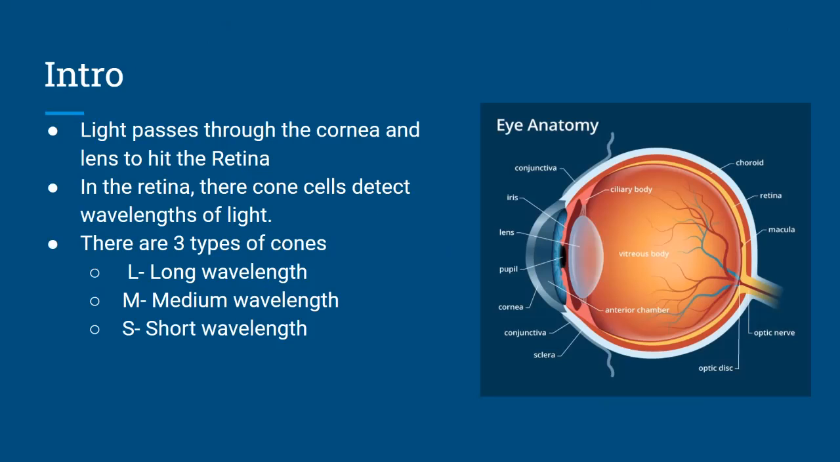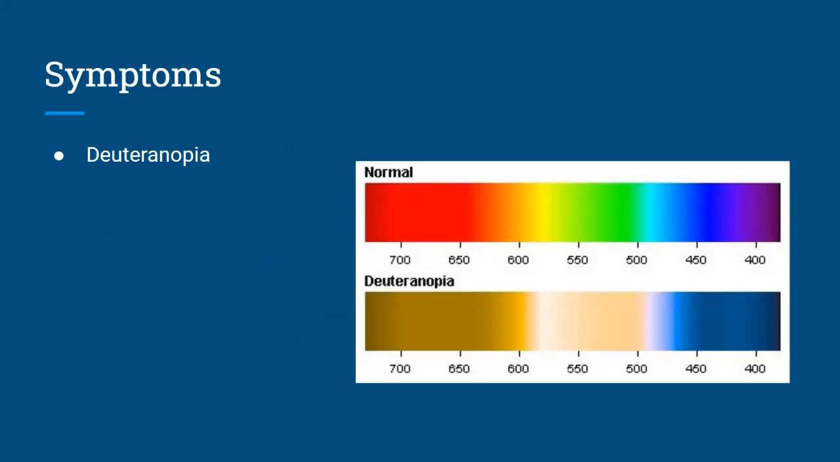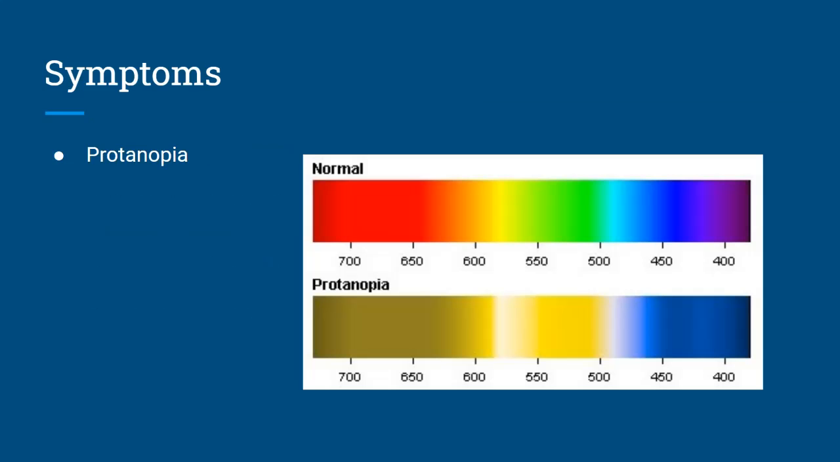There are 4 types of red-green color defects. There's deuteranopia, in which people lack the medium wavelength green cone, meaning they cannot see green at all. There's protanopia, which is people lacking the L cone, so they can't see the wavelength of L at all.